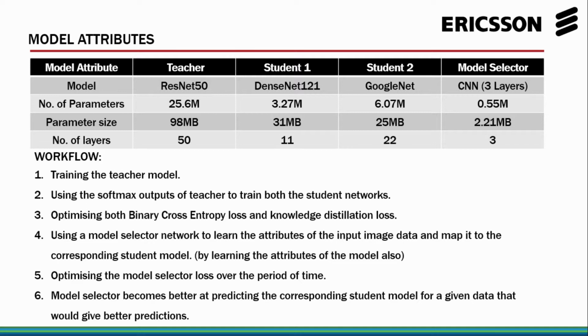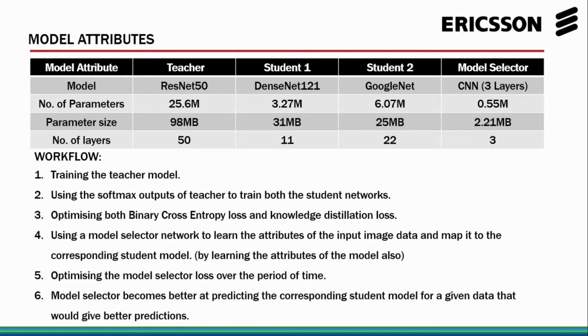To elaborate on the algorithm, we go by the following workflow. We train the teacher model completely. Once we have a completely trained teacher model, we use the softmax output of the teacher to train both the student networks. Here we use soft labels because we don't want the teacher to learn too much and the students to not learn well. So we increase the temperature of the teacher model and use the soft labels to train both the student models. We optimize both the binary cross entropy loss and the knowledge distillation loss of the student models. Here we define a custom loss function which takes the weighted average of both.